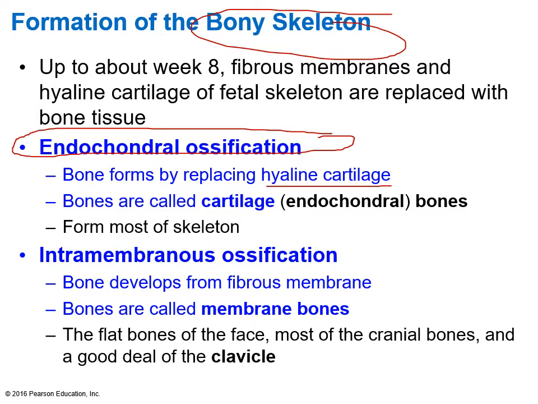Then we have another process which I find extremely interesting. It's called intramembranous ossification. Here the bone, instead of completely replacing the hyaline cartilage, starts to develop within the fibrous membrane. That is why it's called a membrane bone. The intramembranous ossification process, which I will also show you an image of coming soon, we only see in certain bones of the body.